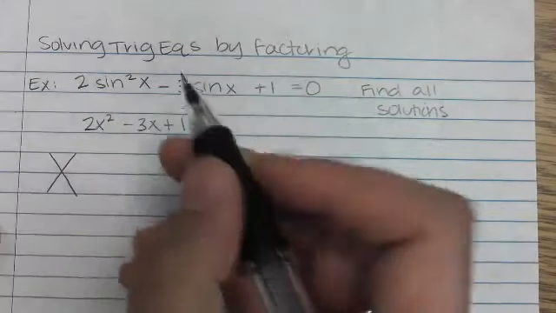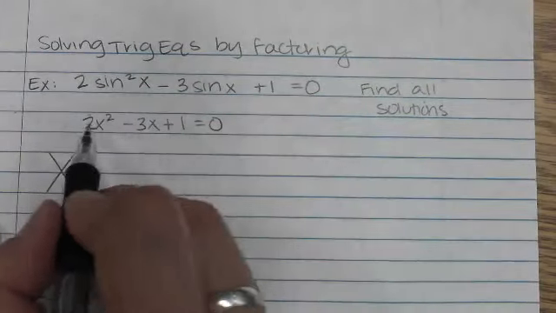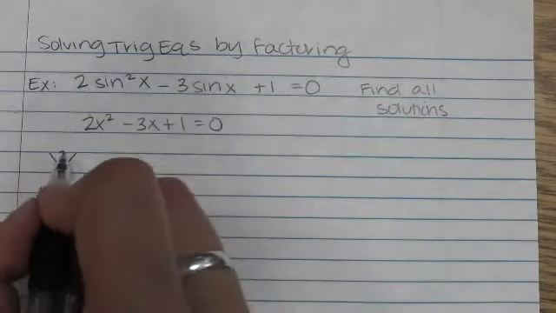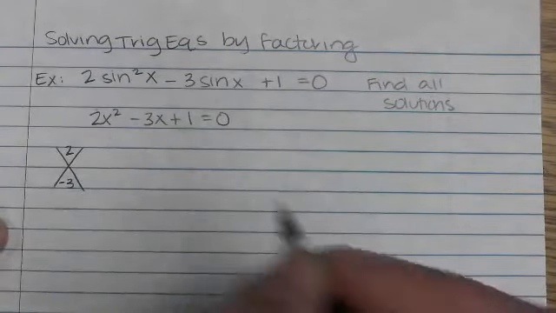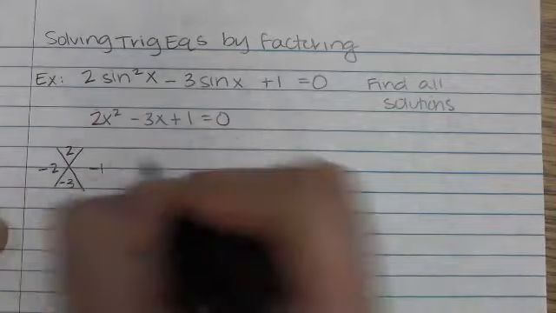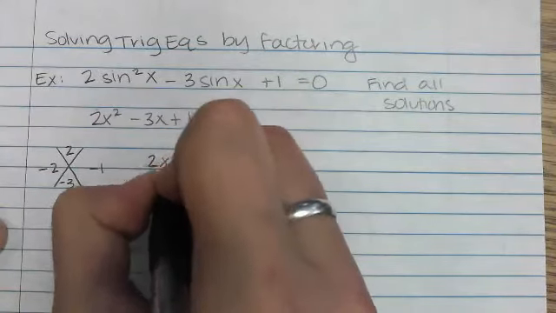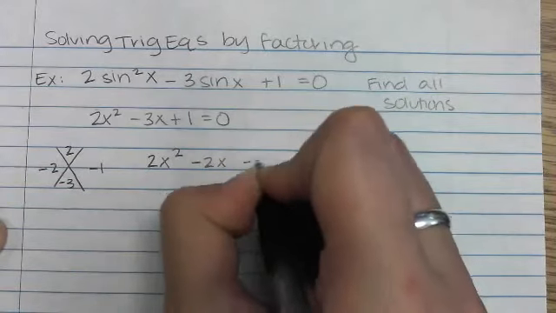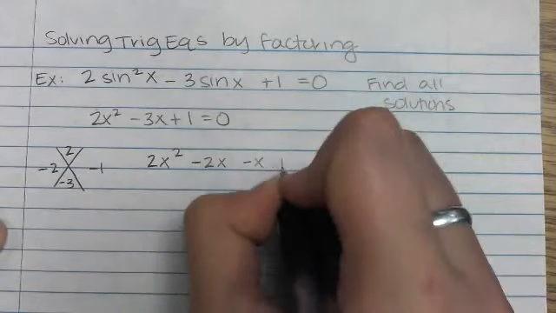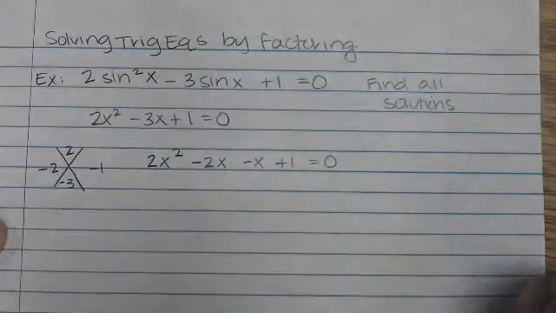So we're finding something that multiplies to 2 but adds to negative 3. What are the numbers that would multiply to a positive 2? Negative 2 and negative 1. So now I'm going to break it up. 2x squared minus 2x minus x plus 1 equals 0.